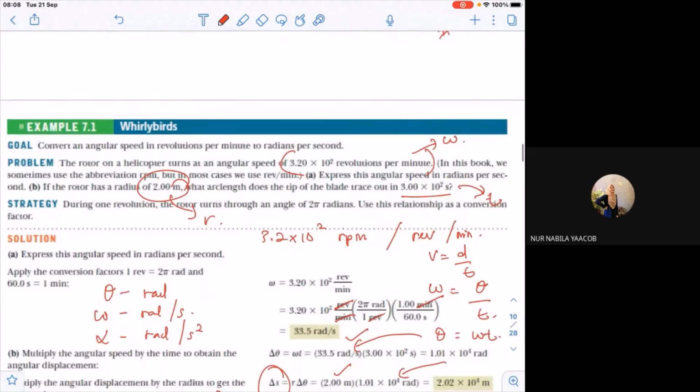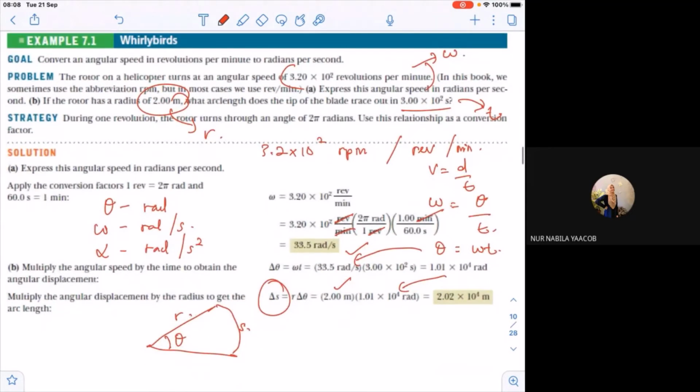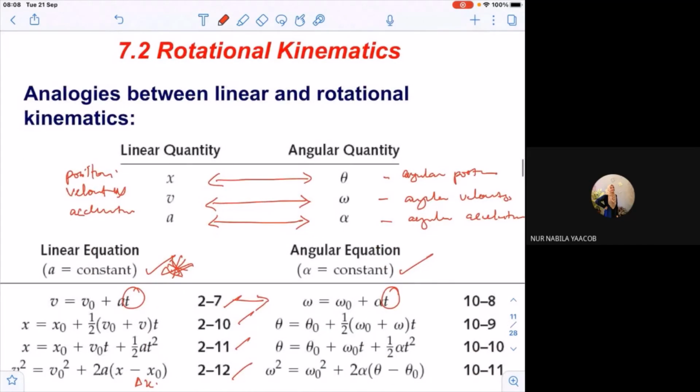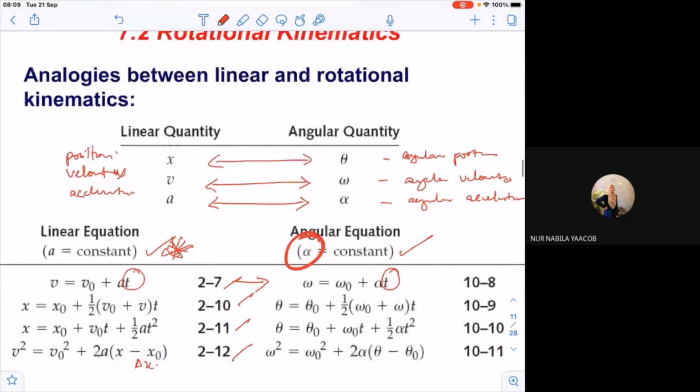Okay, these are some examples. And these are the rotational kinematics. Basically, when we talk about rotational kinematics, it involves some equations. But in order for us to use these equations, we must make sure that alpha is constant, which means our angular acceleration is constant. Same situation as in linear, if we want to use the linear equations, we must make sure that the situation is based on a constant acceleration.